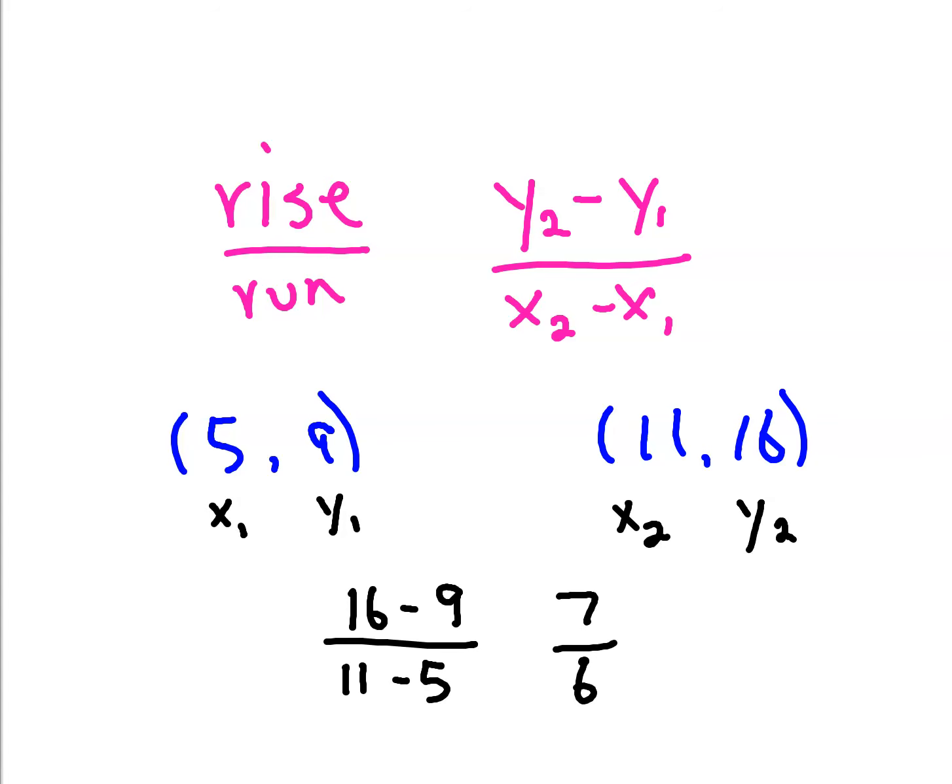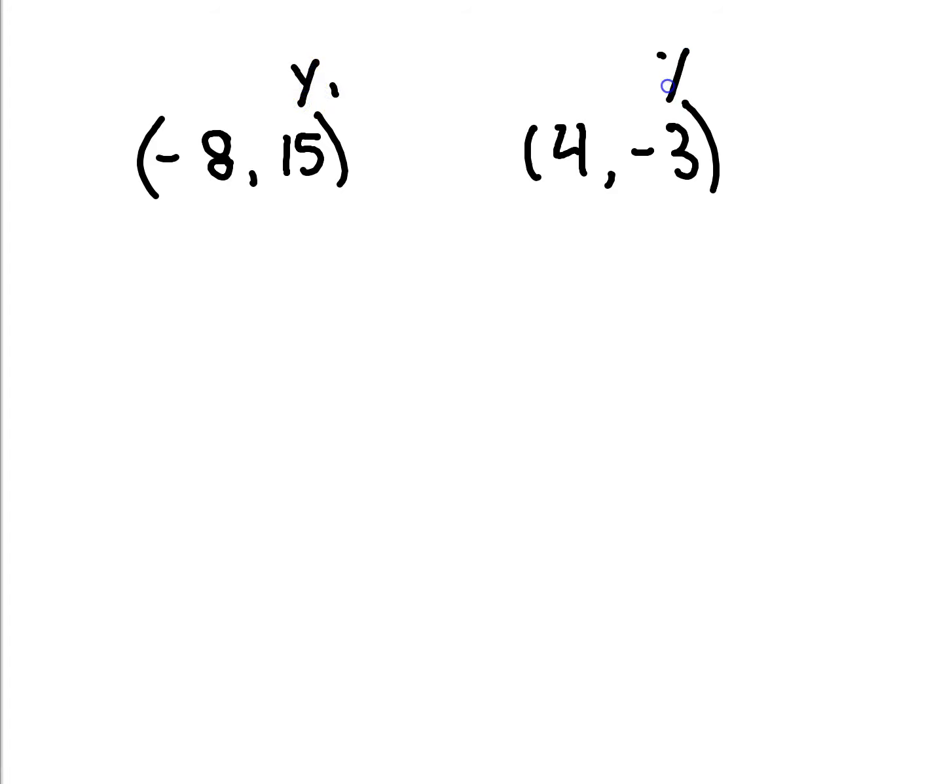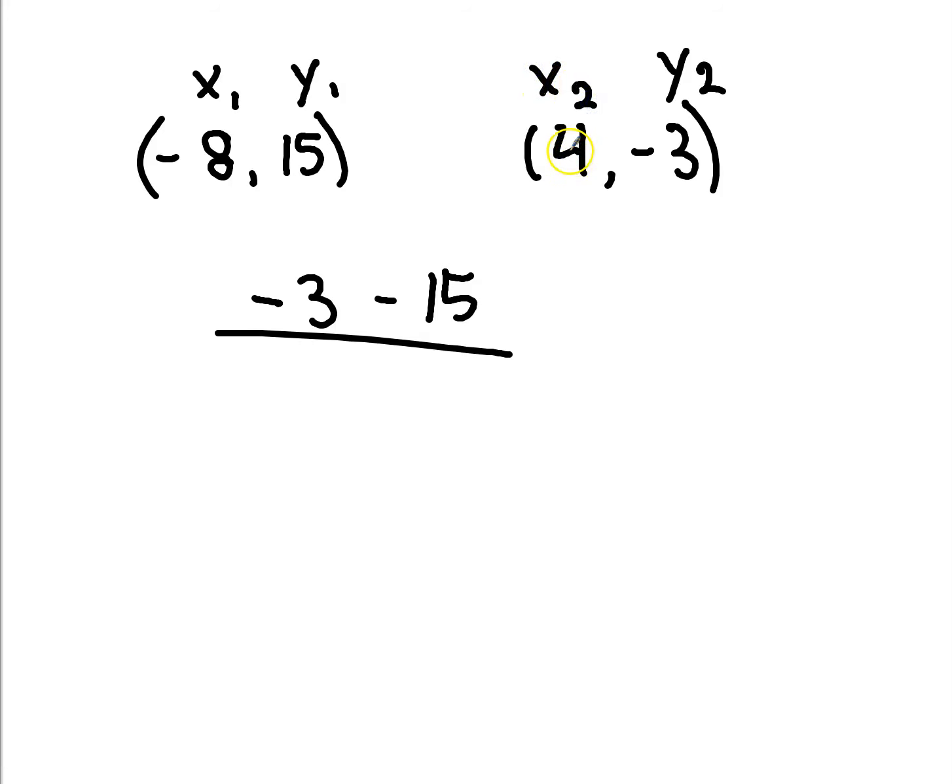Okay, let's do another one. So how about we've got the points (-8, 15) and (4, -3). Well, it honestly doesn't make a difference which one you say is y1 and y2. Oftentimes people will say the first one is y1, the second one's y2. But either way, subtract them. That's the rise, because that's the difference in y's. And then these are the x coordinates, so subtract those. 4 minus negative 8.